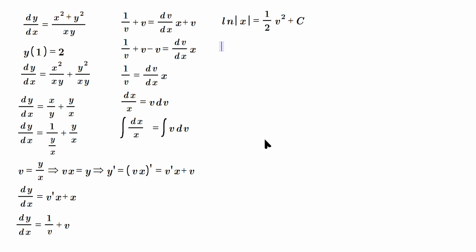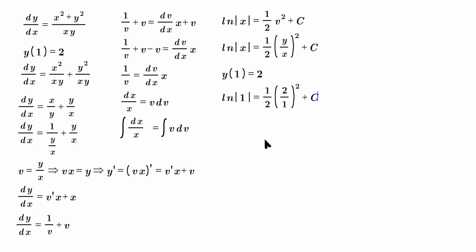Now that we have this, we can write ln of the absolute value of x is equal to 1/2, and replace v back with y over x. And then this is squared, and this is plus c. And then now you can apply the initial condition where it says y of 1 is equal to 2. So you're going to have ln of the absolute value of 1 is equal to 1/2, and then this is going to be y, so it's going to be 2 over 1 squared plus c. Then you solve for c.